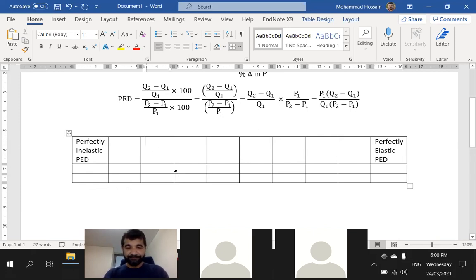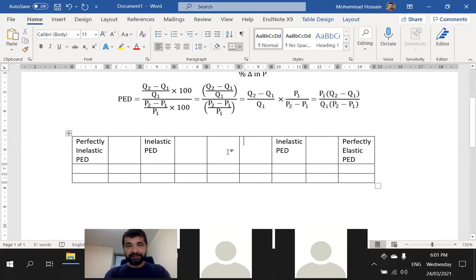Now we'll say here, some books say relatively elastic, some books say just elastic. Sorry, this side is inelastic. The other side will be elastic. And in the middle is called unit, or unitary, both. Anything you call it is the same thing. Elastic. Five of them.